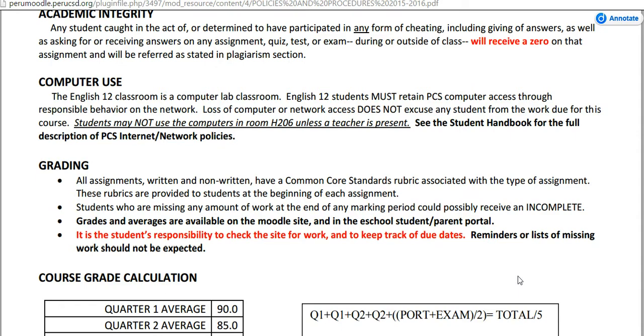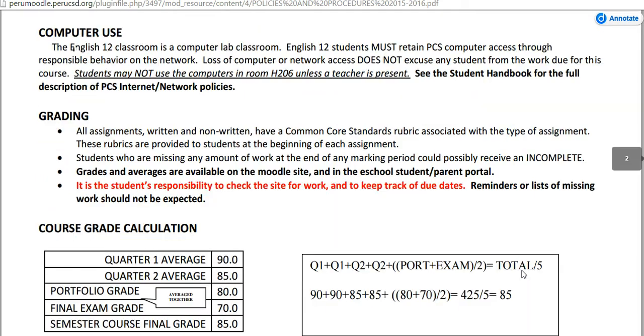Grades and averages will be available on the Moodle site and in the eSchool student and parent portal. It's your responsibility to check the Moodle site or any other site for what work is due and to keep track of due dates. I'm not going to give out any lists of or reminders in that way.